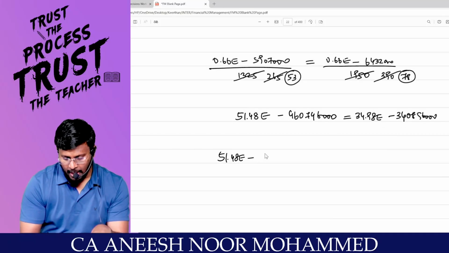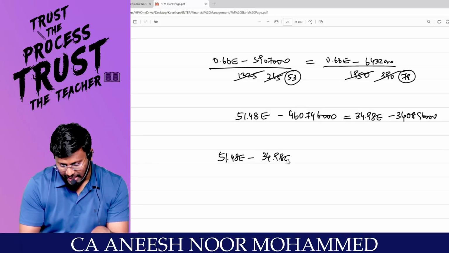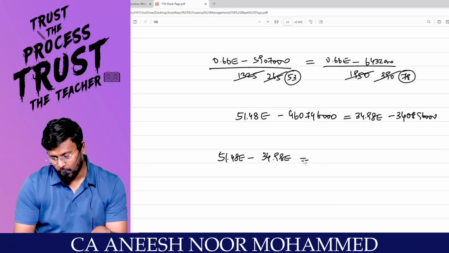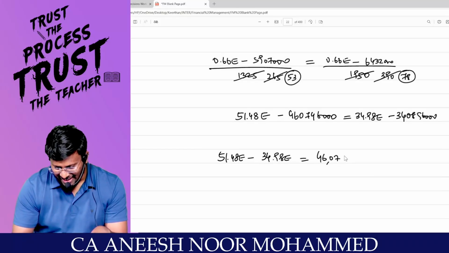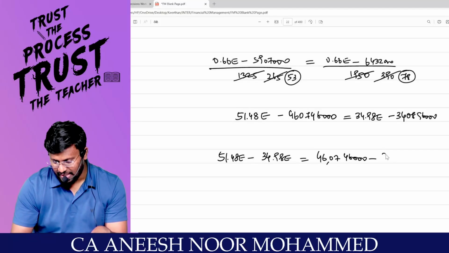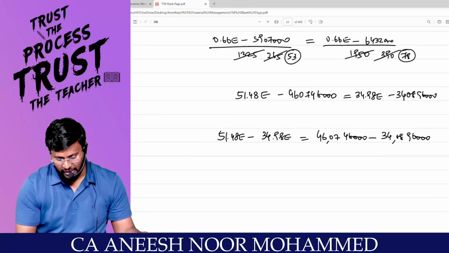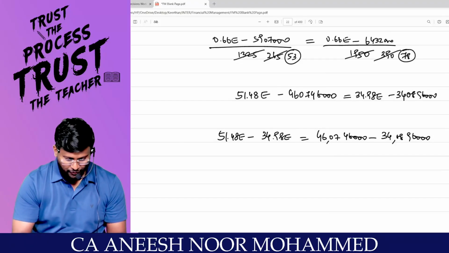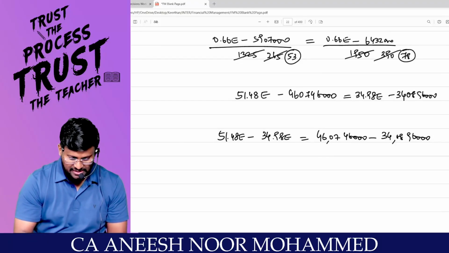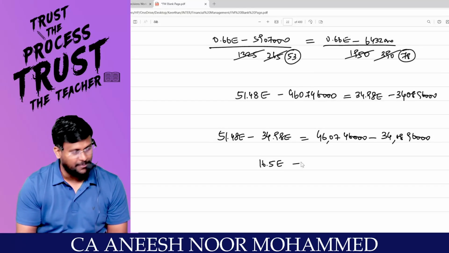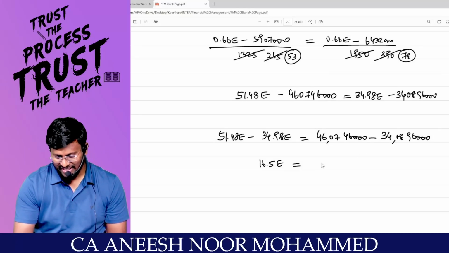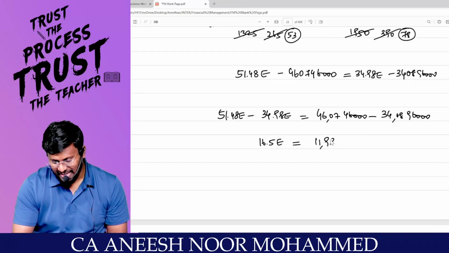51.48 E minus 34.98 E should be equal to 46 crore 7 lakh 46,000 minus 34 crore 8 lakh 96,000. Fine. So 51.48 minus 34.98 comes to 16.5 E, which should be equal to 11 crore 98 lakh 50,000.